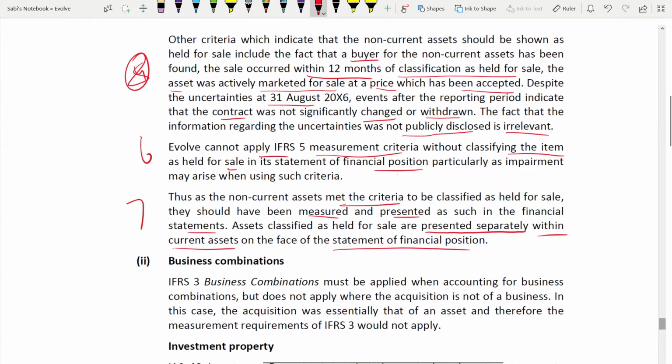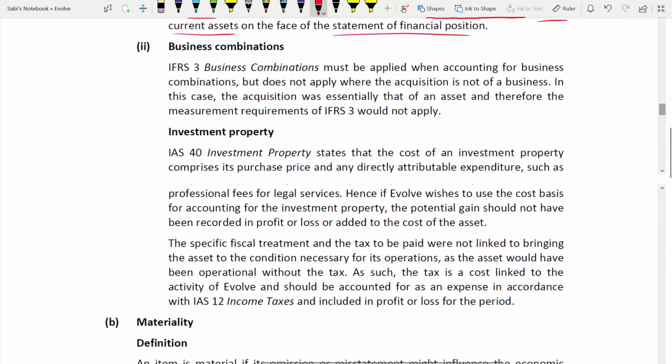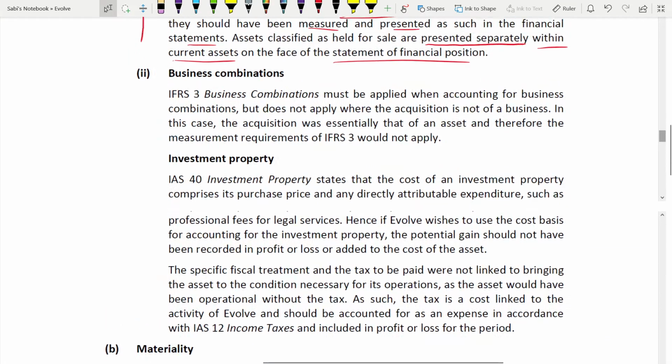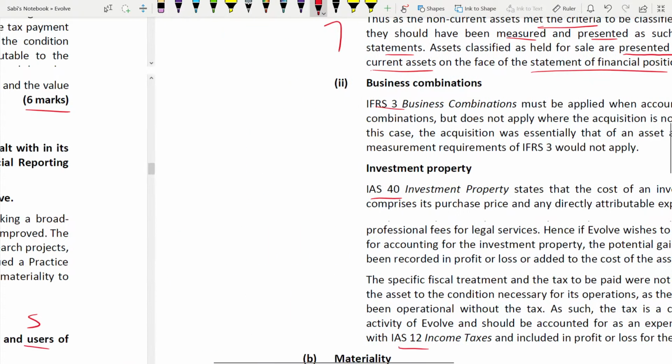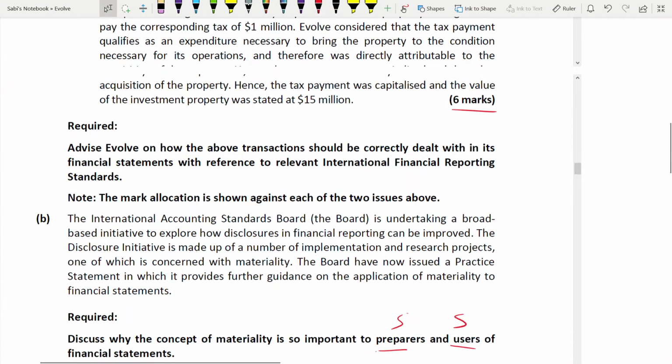Now we are moving to the second one, business combination. We have investment property, right? As you can see, there are different standards. One is IFRS 3, one is IAS 40, one is IAS 12. Okay, it is for only 6 marks. So let's read.